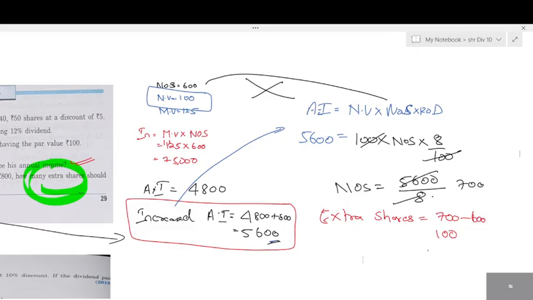See, all these are the same formulas. We just learned three formulas. Based on the three formulas, we are solving it. That's it.